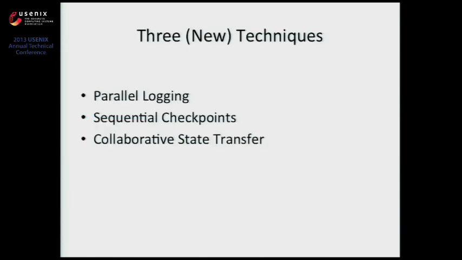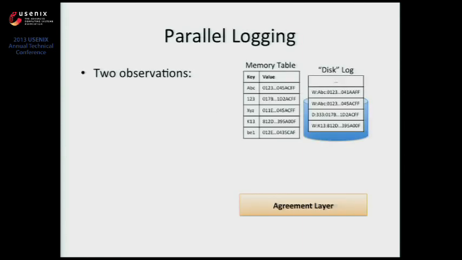Okay, so we propose three new techniques. Most of them are very similar to things that people from the database community or file systems use, but the point here is to take into account the particularities of the state machine replication model, okay? The first technique is parallel logging. The point here is to try to make logging a bit more efficient, okay? The solution is based on 2 observations.